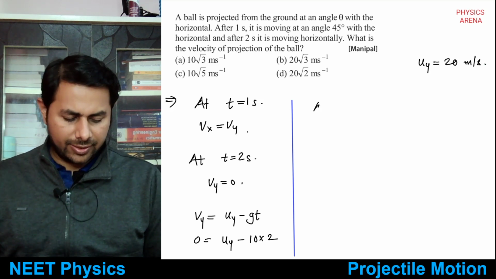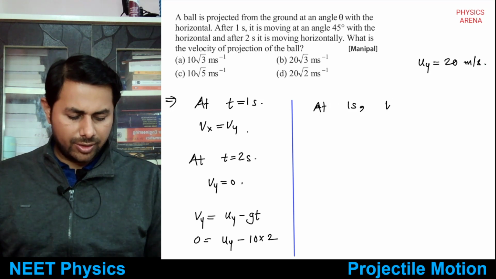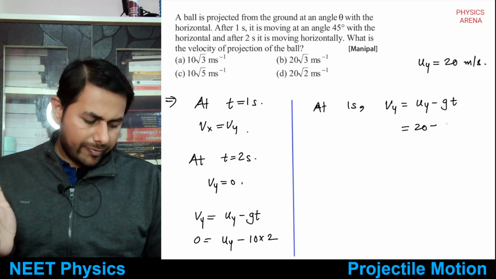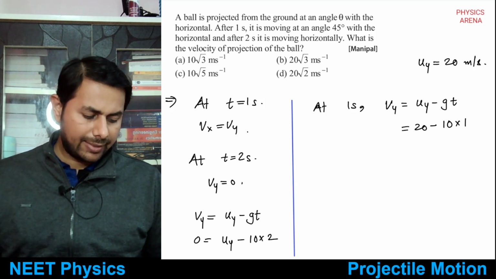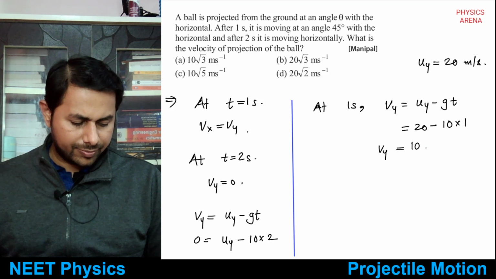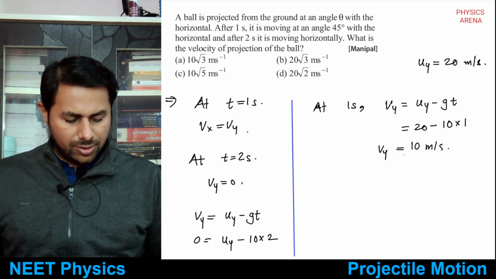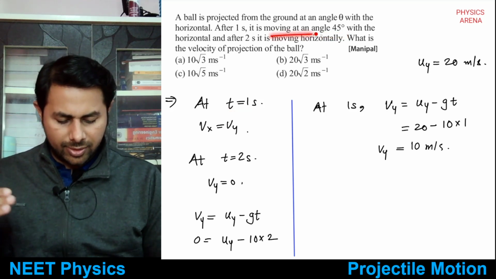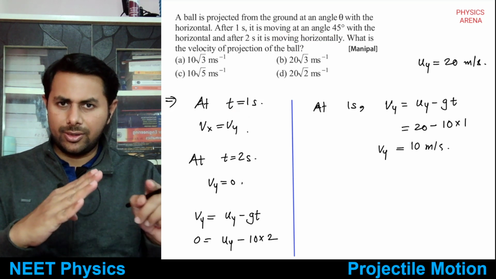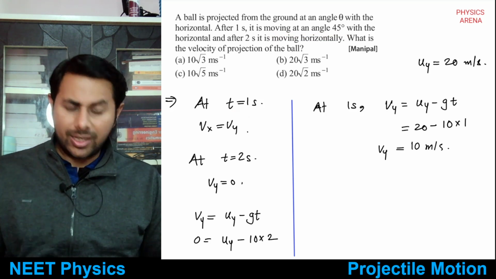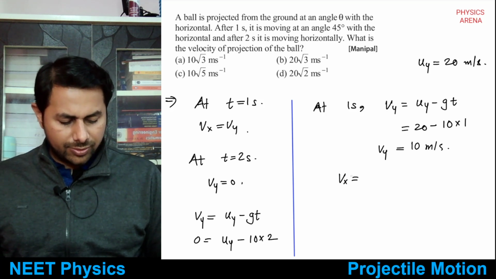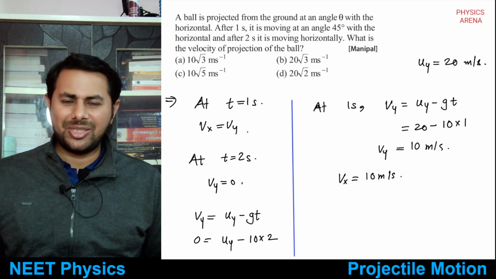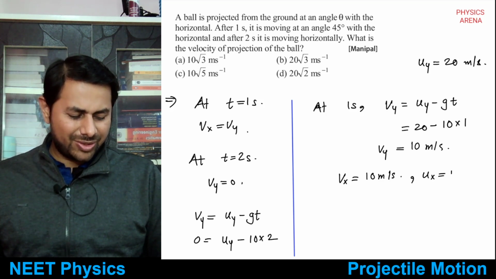And then at 1 second, Vy is equal to Uy minus gt. So that is 20 minus, g is 10, 10 times 1, which is 10. So Vy is equal to 10 meters per second. Now this Vy is equal to Vx, because at that time the projectile is moving at 45 degrees, which means Vx and Vy are equal. So Vx is equal to 10 meters per second. But Vx is just equal to Ux because it remains constant, it never changes. So Ux is equal to 10 meters per second.